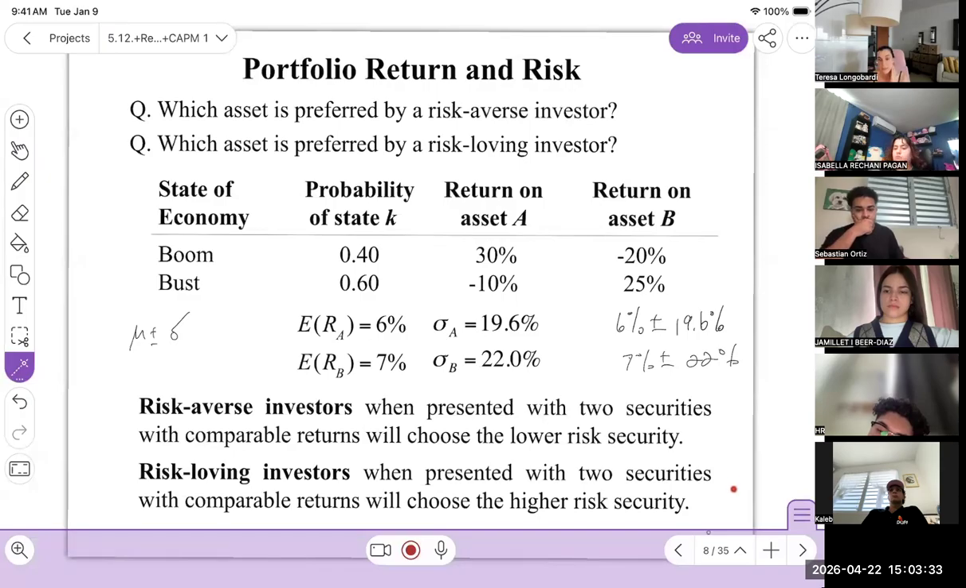It depends what kind of investor you are. If you're a risk-loving investor, presented with two securities with comparable returns, you'll choose the higher risk one. So you choose B.